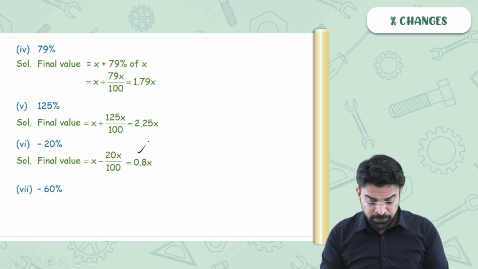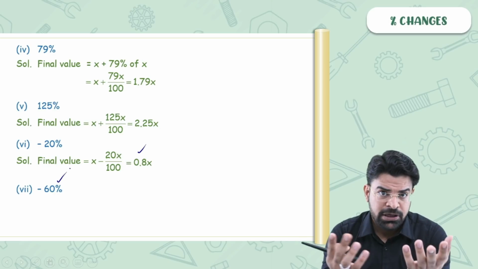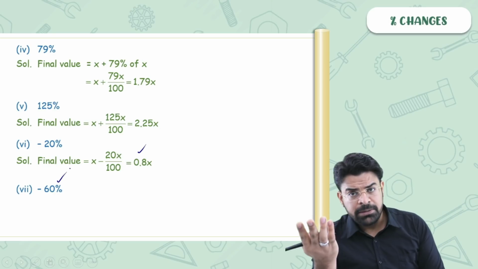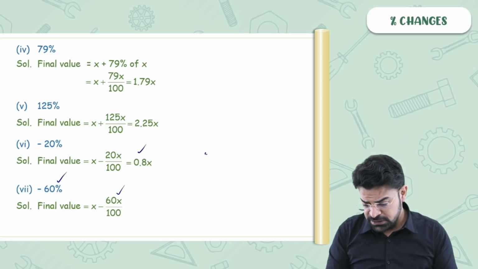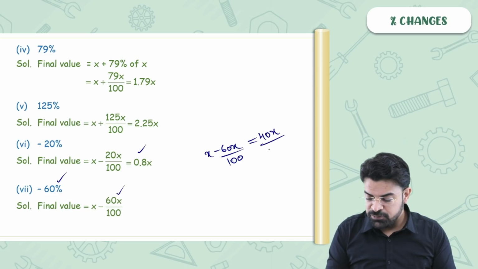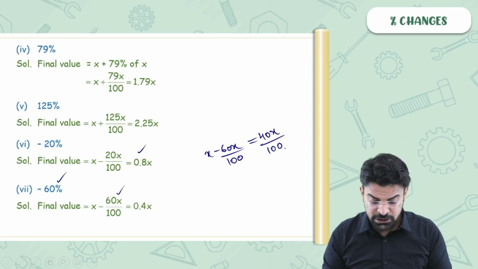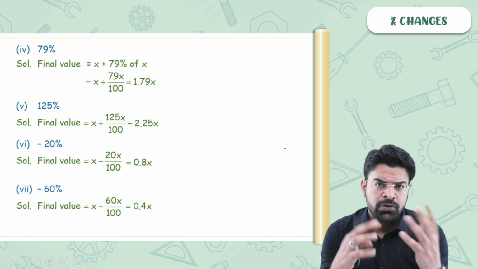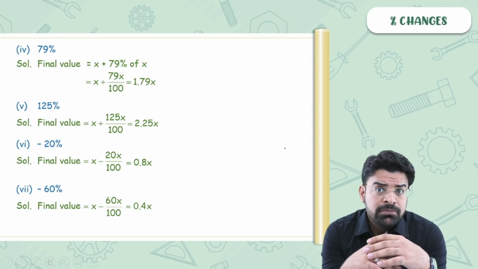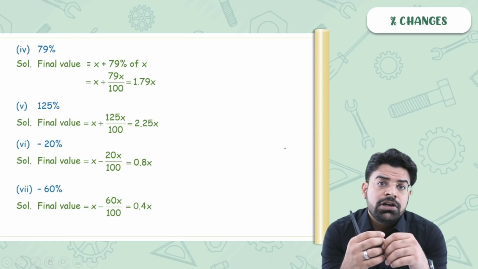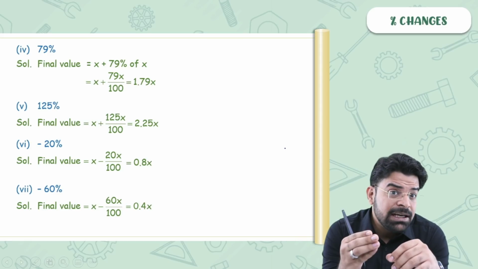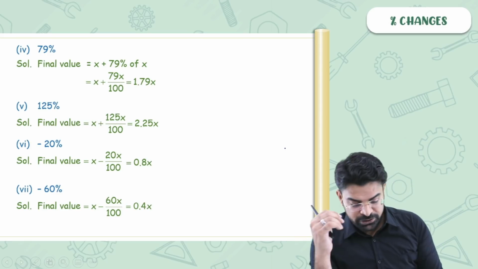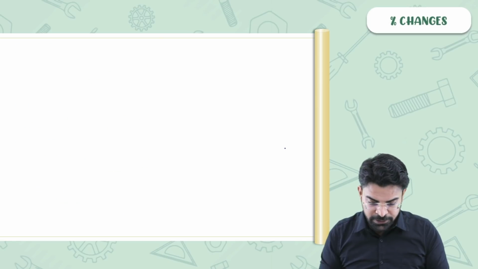Let's see one more example. If a quantity decreases by 60%, what will you finally have? You will again say it will become x minus 60x by 100. x minus 60x by 100 gives you nothing but 40x by 100, which is nothing but 0.4x. So you should be able to see these things really quickly. If the quantity decreases by 20%, it becomes 0.8 times. If the quantity decreases by 60%, it becomes 0.4 times. If a quantity decreases by 10%, it becomes 0.9 times. So you should be able to say these things really quickly. Moving on.